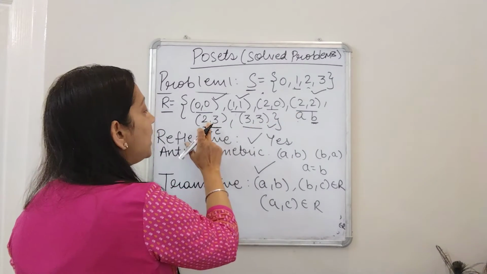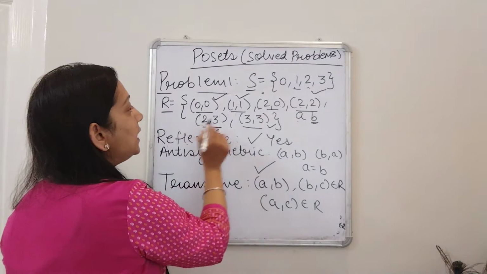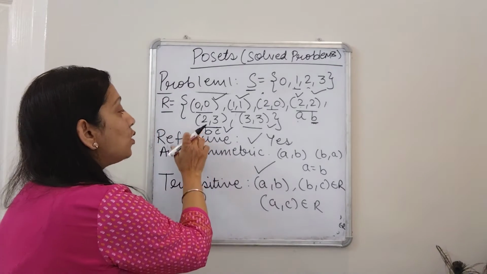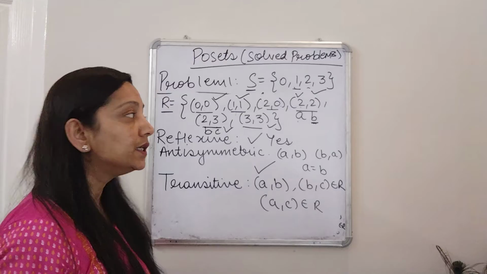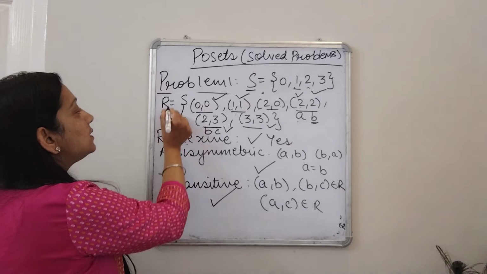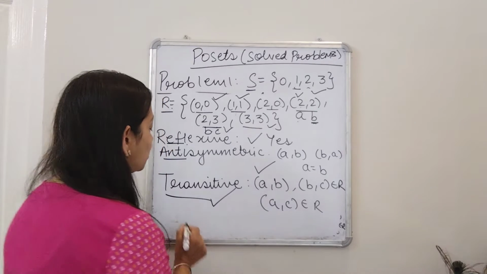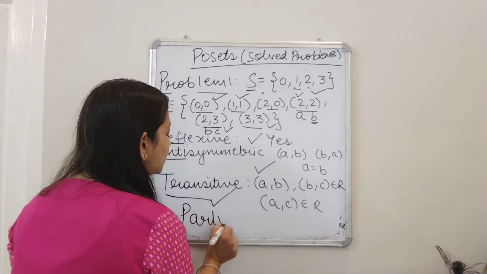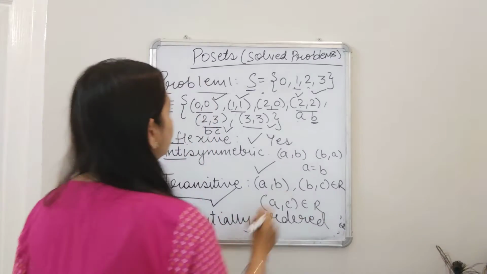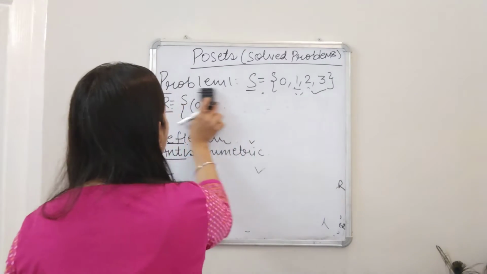So if (2, 2) and (2, 3) exist, then (2, 3) must also exist. If AB and BC exist, then AC must exist. So A is 2 and C is 3. That means (2, 3) must exist. But (2, 3) is already written here, so we will not rewrite it. That means it is transitive also. Since this relation is reflexive, antisymmetric, and transitive, I can say that yes, it is a partially ordered relation, or this relation is a partial order.